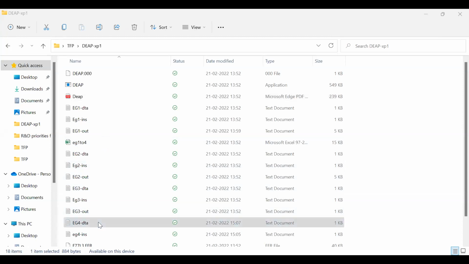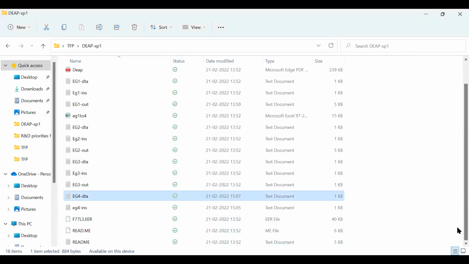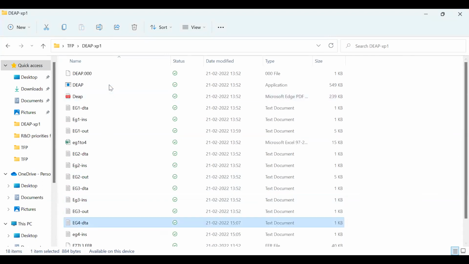This EG4 file contains the data. Here in the software, there are 3 types of files. One is the data file, EG4DTA. One is the instruction file, where we will fill in the information about output and input. Then another one is the output file, which will come when we give this instruction file into this DEAP software.